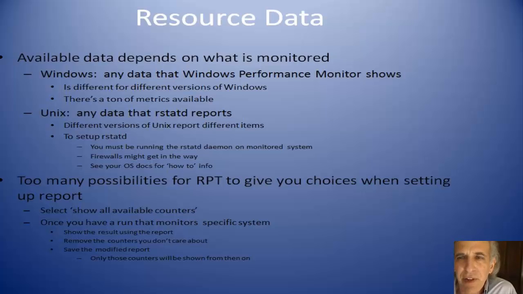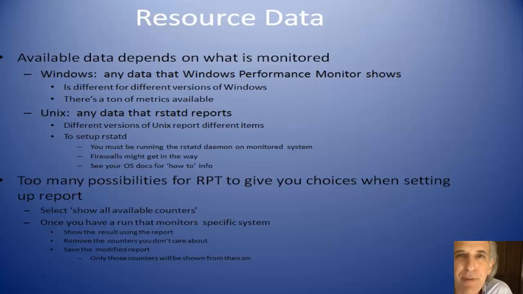Now I should mention that to set up rstatd, you must be running the rstatd daemon, and sometimes firewalls can get in your way, so you might have to disable some or open some ports on the firewall. I'm not going to tell you how to do that here. Go look at your operating system documentation for that. But the bottom line is there are too many possibilities for RPT to give you choices when you're setting up the report. So what you do is select all available counters as I demonstrated, and once you have a run that monitors those results, you show the results using the report, and then you remove the counters that you don't want to see.